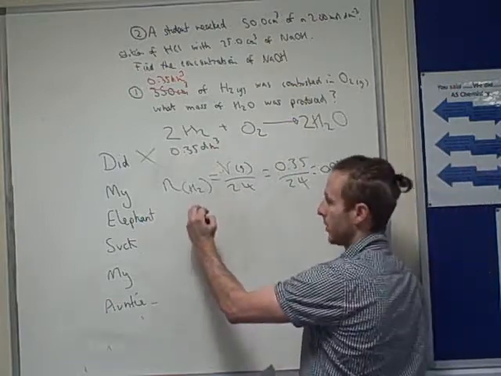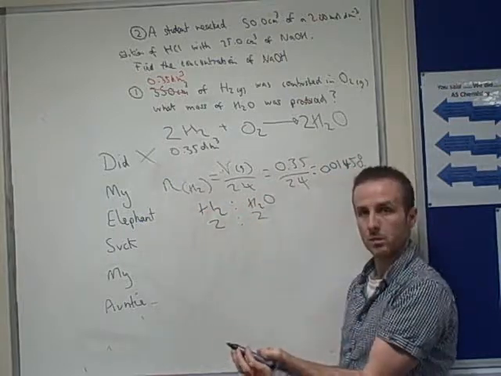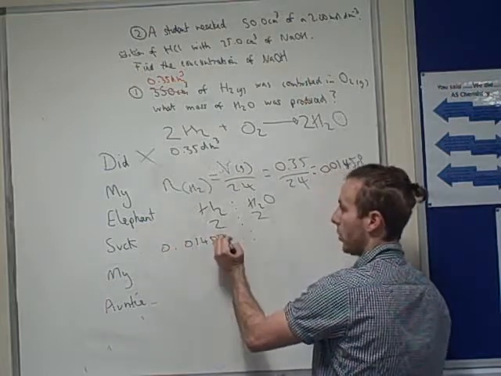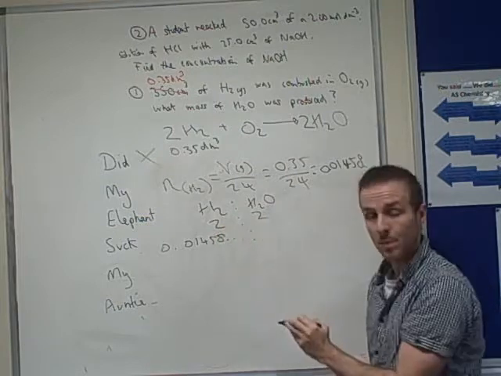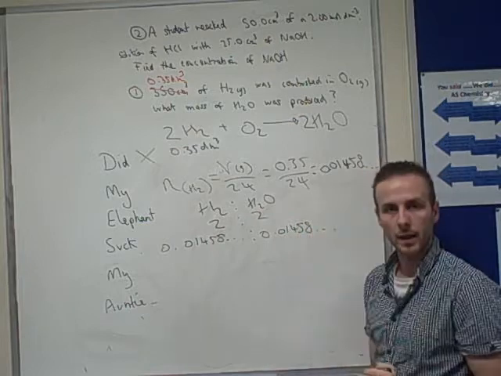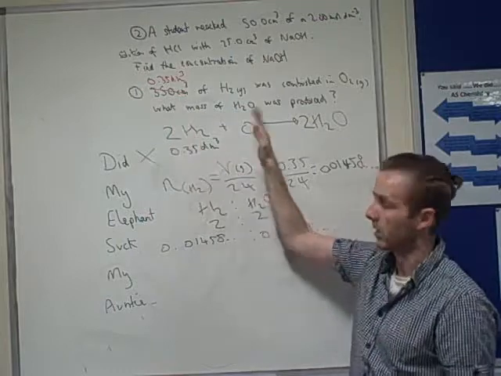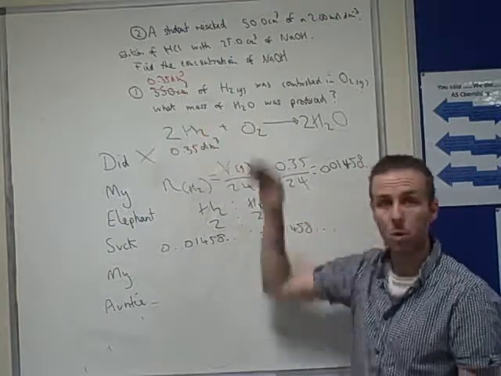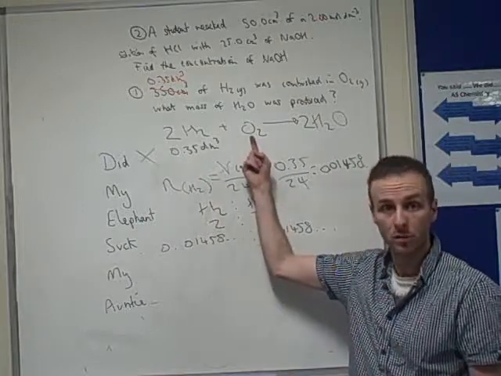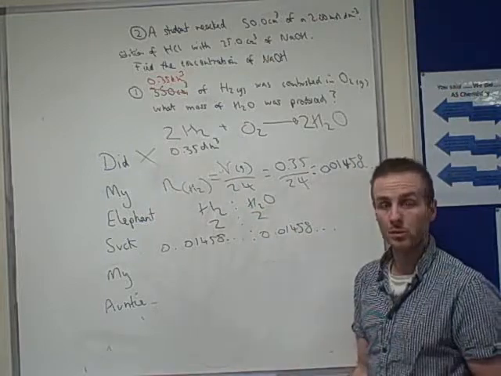So here's how I write this down. I would say H2 to H2O is a 2 to 2 ratio. I have 0.01458... moles of hydrogen, so I must have the same number of moles of H2O. If I was trying to find my moles of oxygen, and I'm not, but if I was, my ratio of hydrogen to oxygen is a 2 to 1 ratio. So I would have half the number of moles of oxygen that I do hydrogen. So pop that in there, and I've now got my moles of H2O.